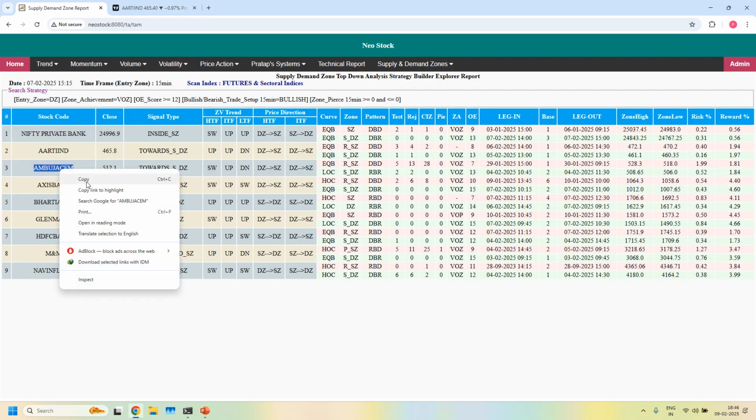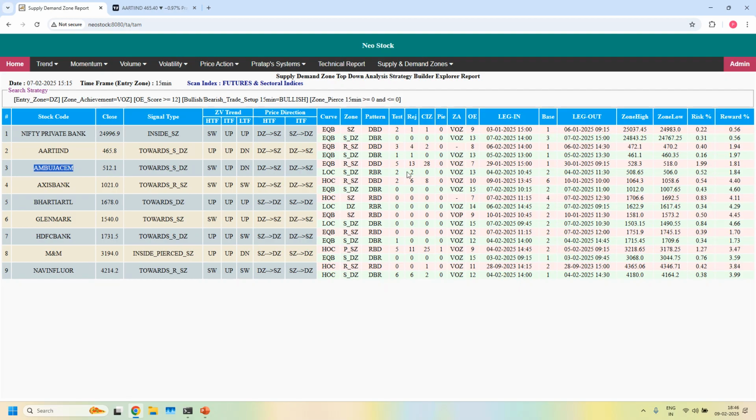Next one is Ambuja Cement. This is also a high liquidity zone, already tested 2 times. When it was created, 4th February 10:45.